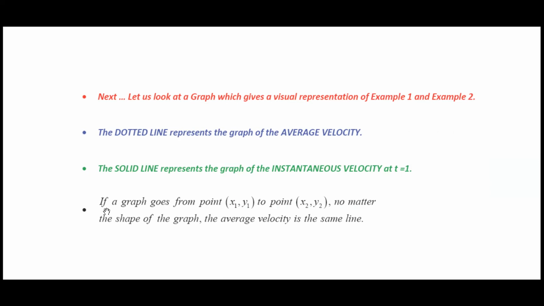Now, I want to make one last bullet point here. If a graph goes between 2 points, no matter the shape, and if it's a distance equation, the average velocity is always the straight line joining the beginning point, starting point with the terminal point. That's important that you make note of that. That the average velocity is always the straight line that joins the starting point with the terminal point.